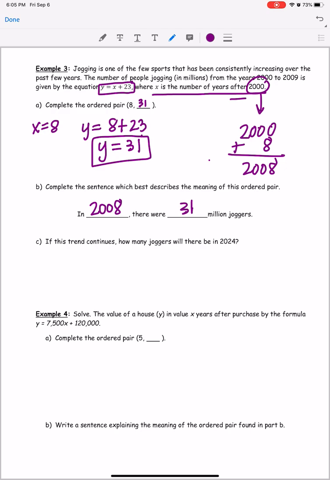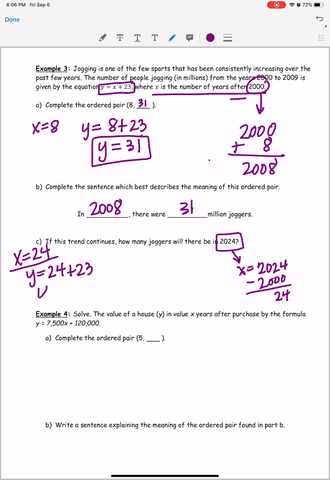It says, if this trend continues, how many joggers will there be in 2024? So this is my X, but what does X equal? Well, remember it's after 2000. So we need to do 2024 minus 2000. So my X is 24. So plug that in to your equation. So when X equals 24, we're going to have Y equals 24 plus 23. So Y is going to equal 47.